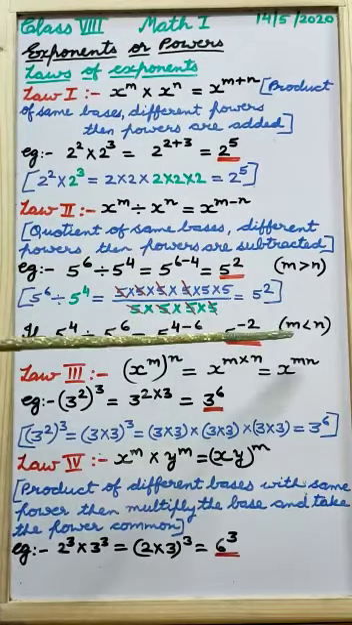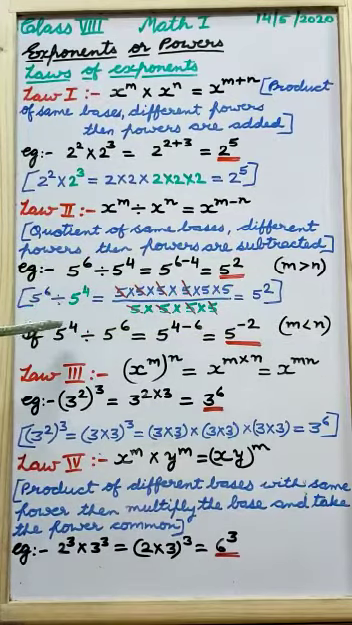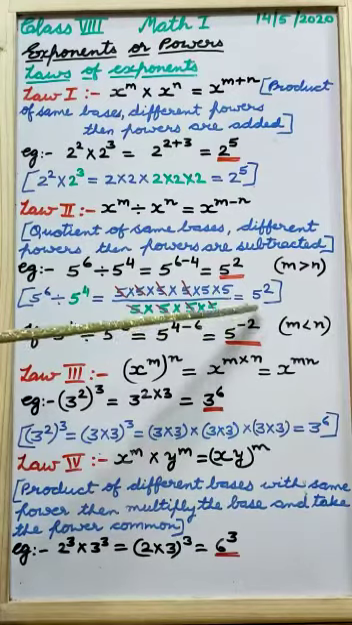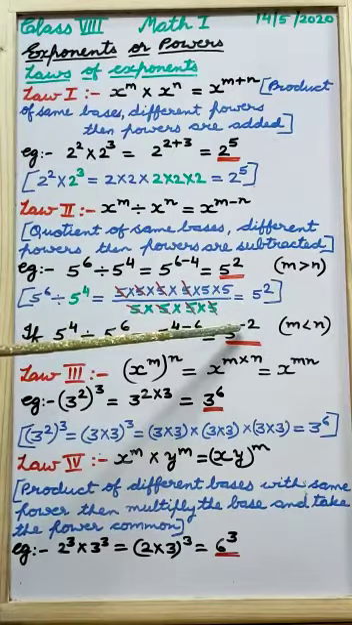If m is smaller than n, means first power is smaller than second power. Like example, if we see 5 raised to power 4 is divided by 5 raised to power 6, then answer will be 5 raised to power 4 minus 6 is equal to 5 raised to power minus 2, means answer we are getting with negative exponent.